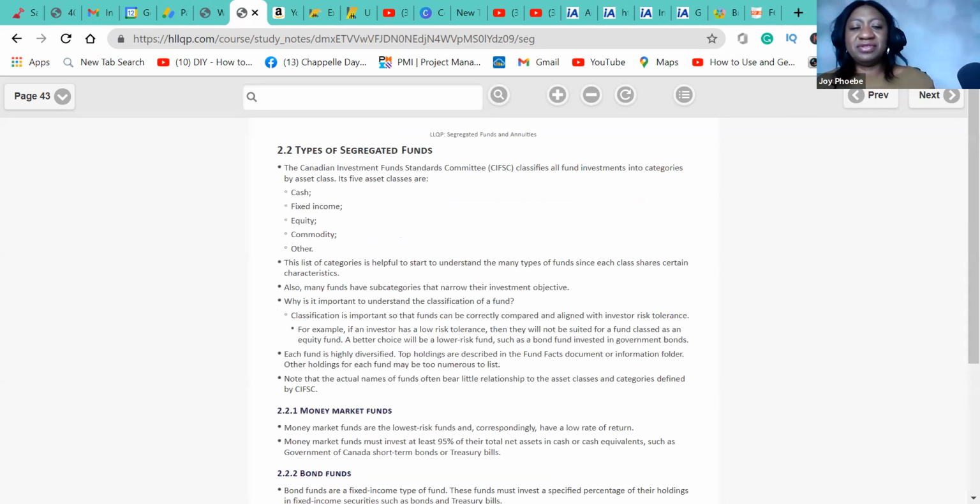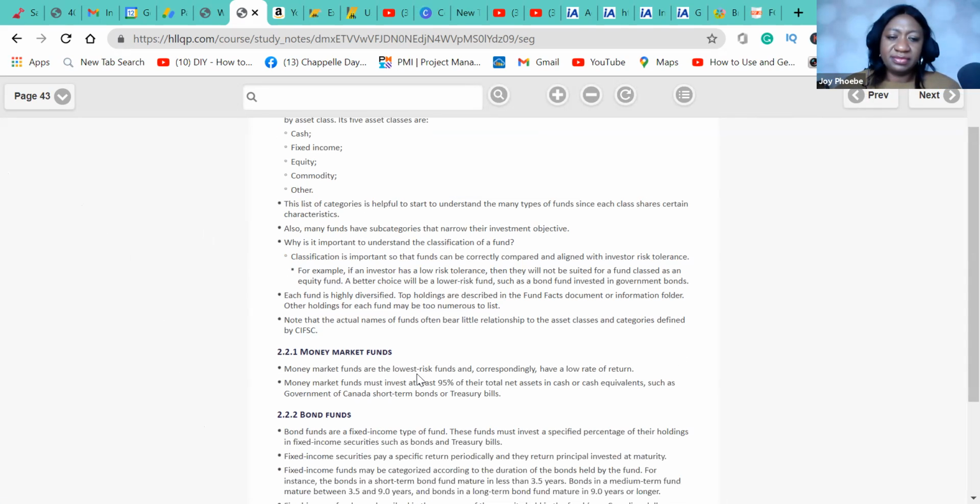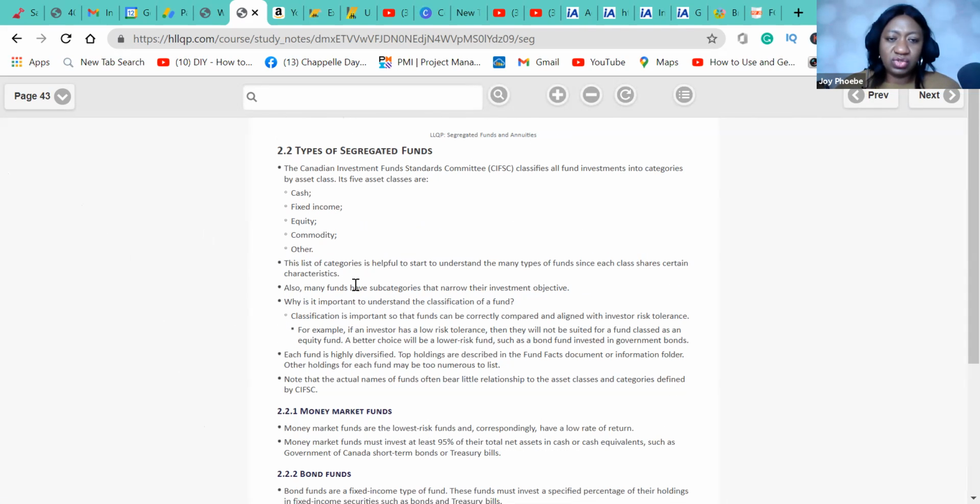Types of segregated funds. There are several types of segregated funds. We have Canadian investment funds. The Standards Committee classifies all funds or investments into categories by asset class. The categories are cash, fixed income, equity, commodity, and others. This list of categories is helpful to start to understand the many types of funds, since each class shares certain characteristics.